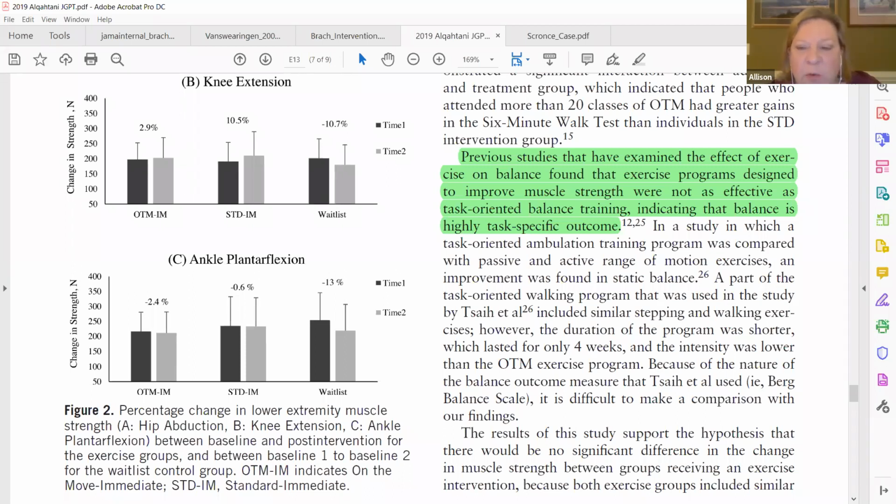Two more questions and then we'll move on to Dr. Scrantz. Was gait speed an outcome measure? In this particular study, no, but in the main study it was. And when Gabrielle is presenting, I will include the link for that article.